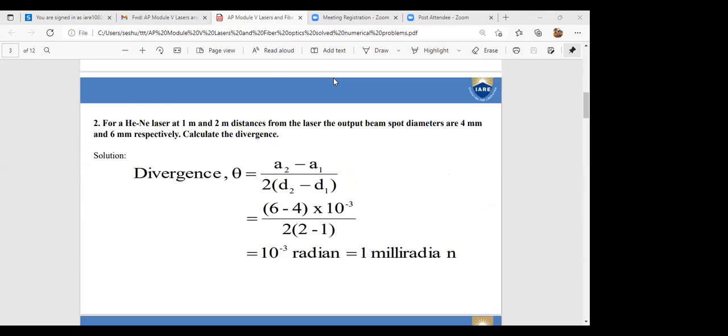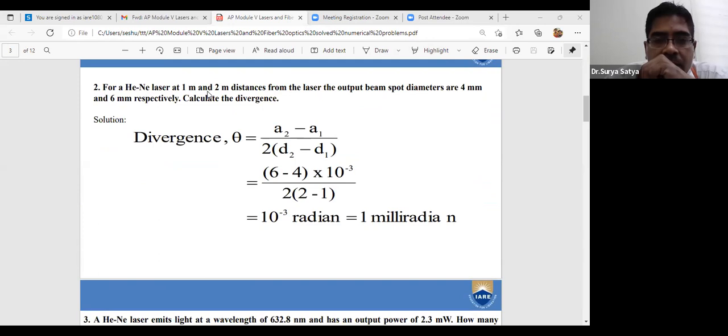So for a helium neon laser, at 1 meter and 2 meter distances from the laser, the output beam spot diameters are 4 millimeter and 6 millimeter respectively. Calculate the divergence. It is the same formula of divergence, because divergence is one of the characteristic properties of the laser. Okay, highly monochromatic, highly directional, high brightness. So one of the characteristics is divergence, right?